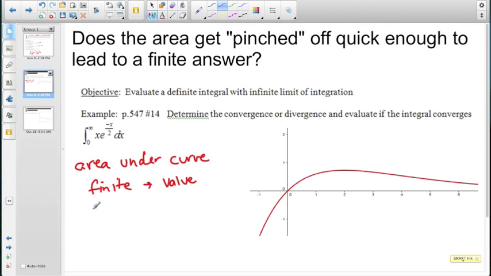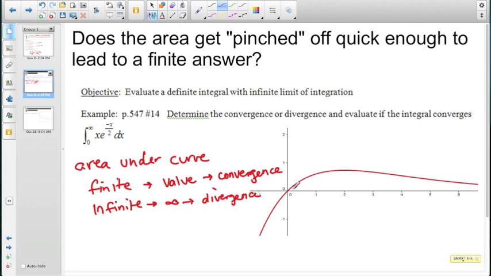If the area is infinite, then obviously we're going to get some value that's infinity. And so this one says we have a convergent expression, and this one says we have a divergent expression.